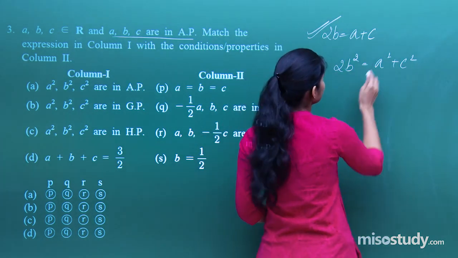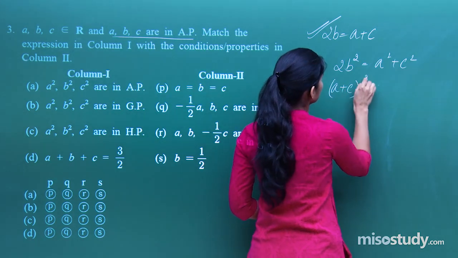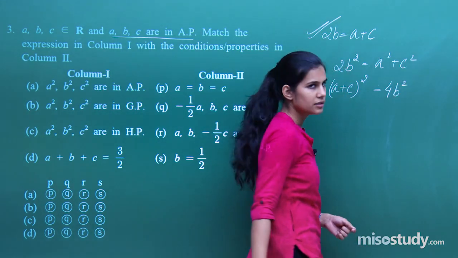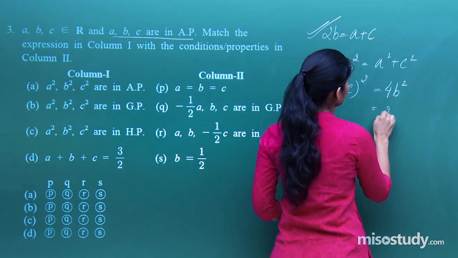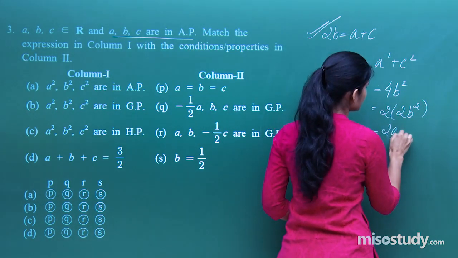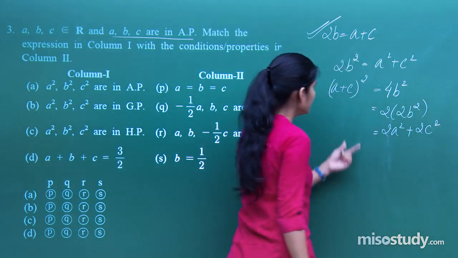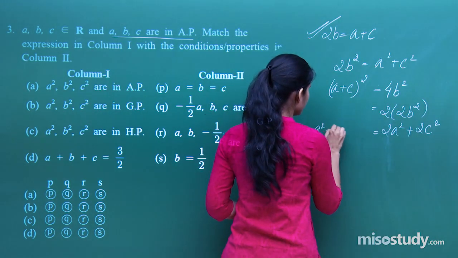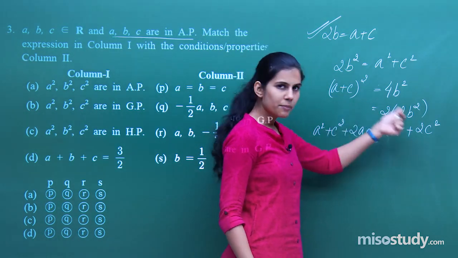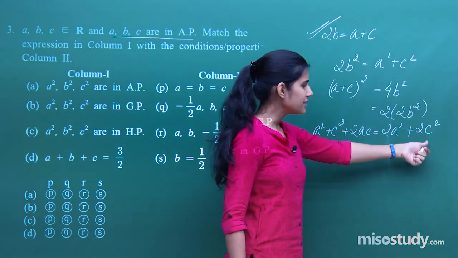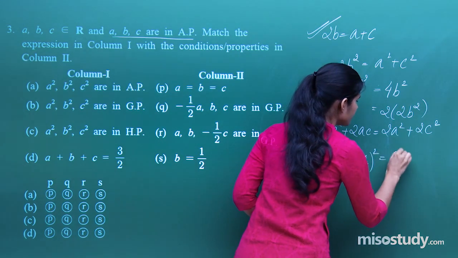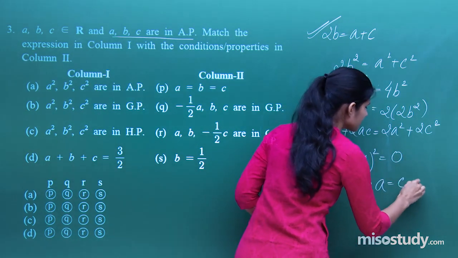Fine. Now A plus C whole square is what? A plus C whole square is 2B whole square. Right? What is 4B square? It is twice of 2B square. But 2B square is A square plus C square. So this is 2A square plus 2C square. This is A plus C whole square, which is A square plus C square plus twice of AC. Now, 2A square minus A square is A square. 2C square minus C square is C square. Minus 2AC gives you A minus C whole square is 0, which means A equals C.